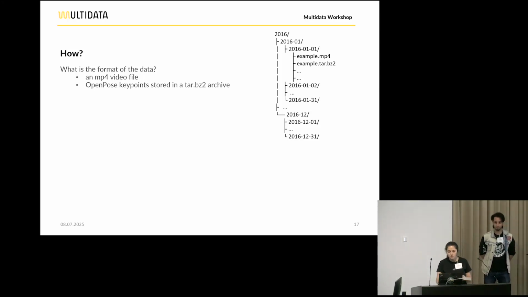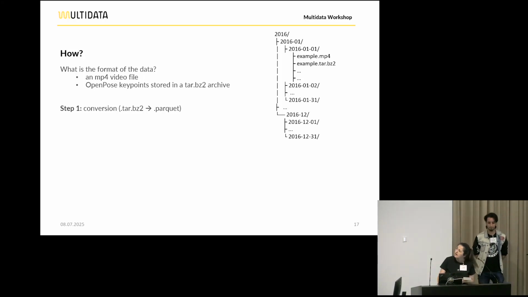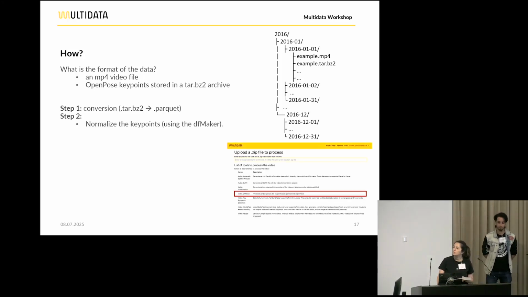Now, as it turns out, it's not very efficient to look through a large number of files, and OpenPose files are stored in thousands of TXT files. So as step one, we convert all the archives that we already have into a particular type, the Parquet type, which seems to store the data more efficiently, and is also the data type that the DF maker is using. Then as a second step, the steps are actually not different from whatever Yassine explained for one small video excerpt.